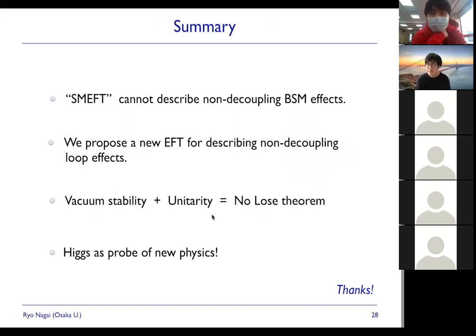If I understood correctly, this feature you are discussing today applies both to SMEFT and the Higgs EFT. Is that right? Yes. The parameter R plays the role of the order parameter between SMEFT-like and Higgs EFT-like. But our EFT can describe both regions by changing the parameter R.